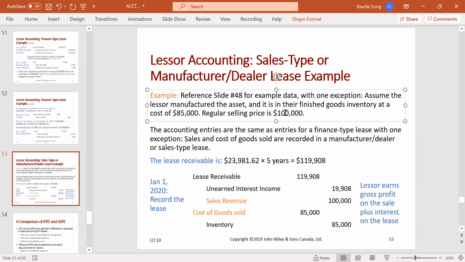So remember, the first transaction we did for that direct financing lease is we debit asset purchased for lease, 100,000. So the carrying amount there is 100,000. Here the carrying amount is 85,000, and the selling price of this is 100,000. It's telling us there is a 15,000 gross profit. So this will be a sales type lease or manufacturer dealer lease.